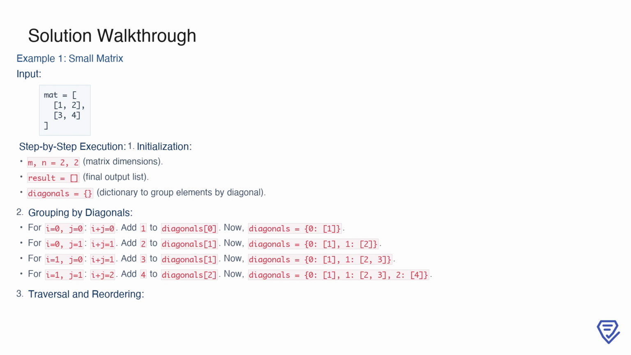For the element at i equals 0, j equals 0, the sum i plus j is 0, so we add 1 to diagonals[0]. At i equals 0, j equals 1, the sum is 1, so we add 2 to diagonals[1]. Similarly, for i equals 1, j equals 0, the sum is 1 again, so we add 3 to diagonals[1]. Finally, for i equals 1, j equals 1, the sum is 2, so we add 4 to diagonals[2]. By the end, the diagonals dictionary groups elements as 0: 1, 1: 2, 3, 2: 4.